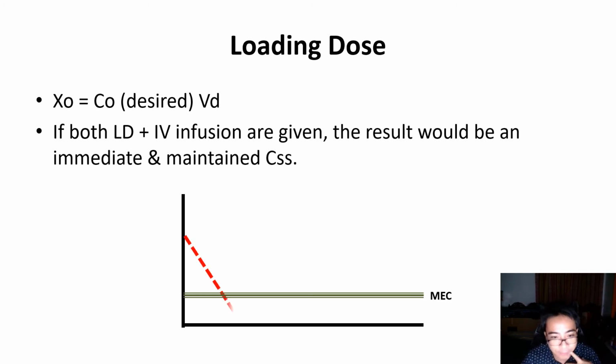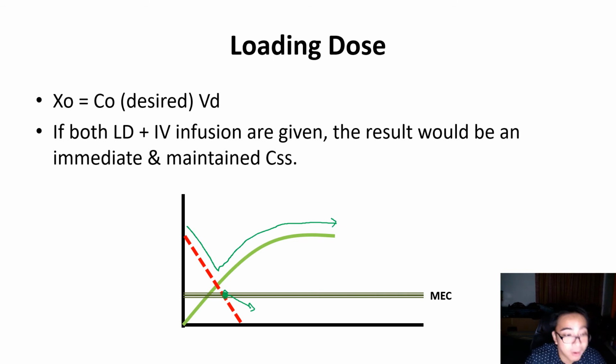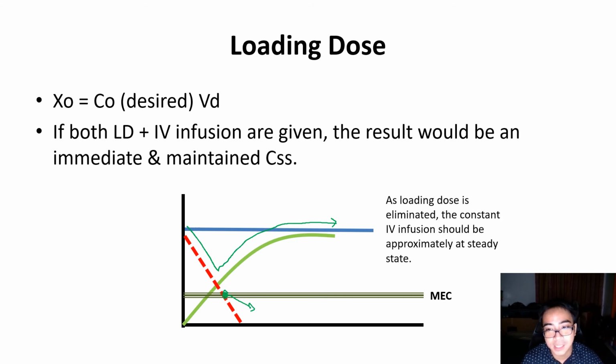So if this is the MEC, say for example, if you give a loading dose alone, the tendency is that it will fall below the MEC. But there's a but. Once it gets here, the effect is gone. But if I combine my loading dose, the IV push, with an infusion, then before the concentration falls, my IV infusion kicks in, maintaining the plasma concentration above the MEC. That's the reason why sometimes, but not all the time, we give drugs together with a loading dose. As the loading dose is eliminated, the constant IV infusion should be approximately at steady state.